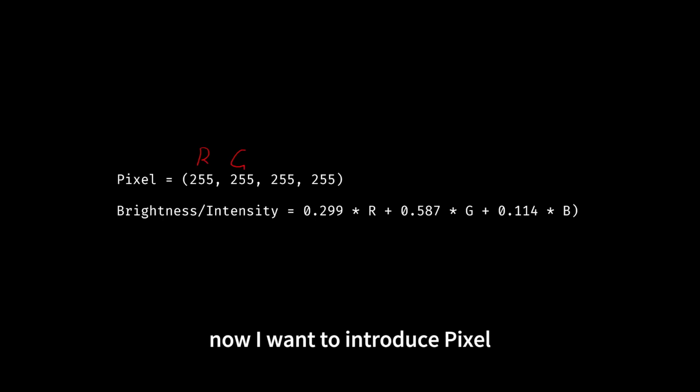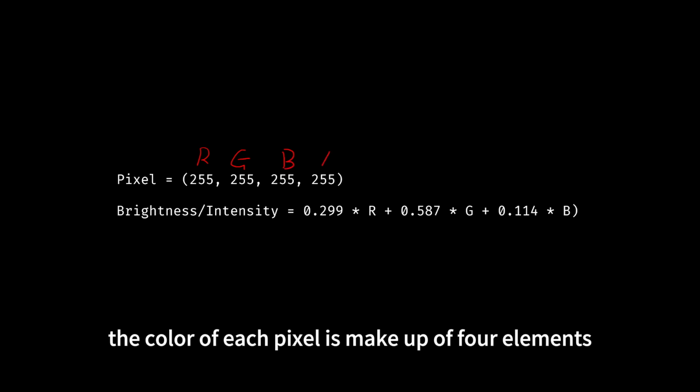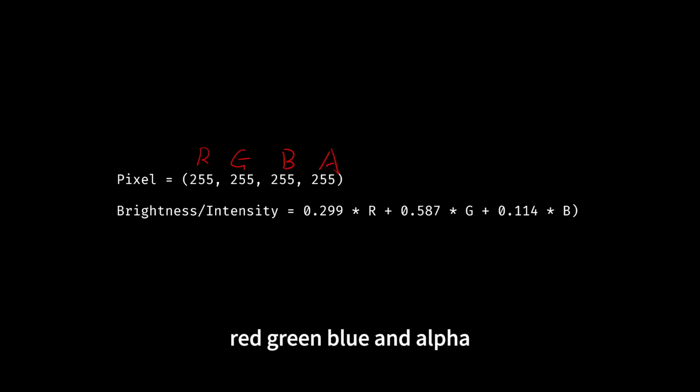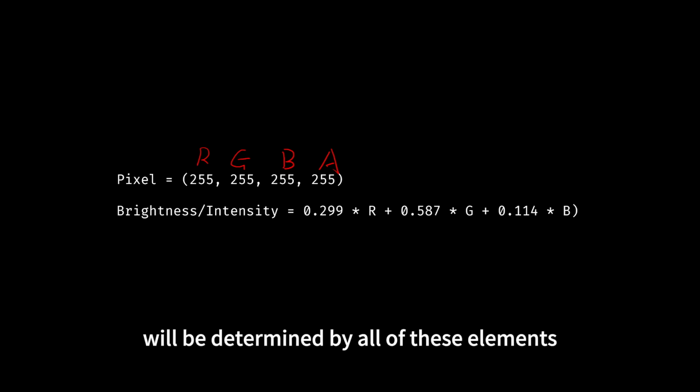Now I want to introduce pixel. The color of each pixel is made up of 4 elements: red, green, blue, and alpha. The intensity of each pixel will be determined by all of these elements.